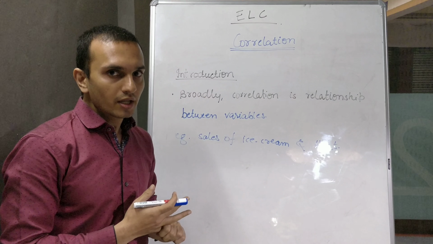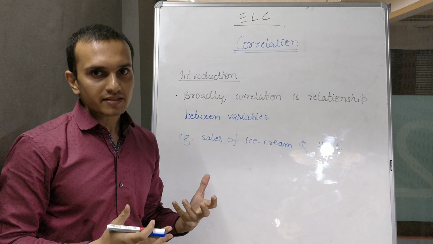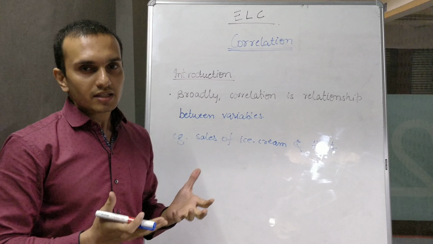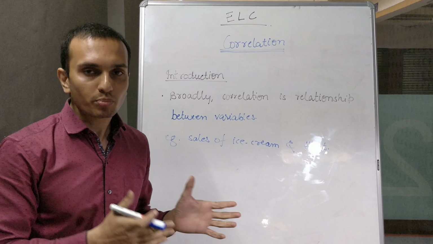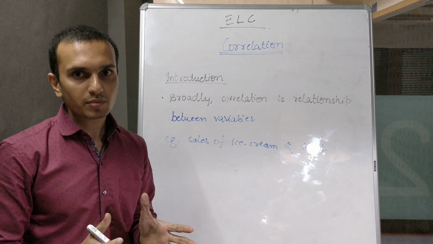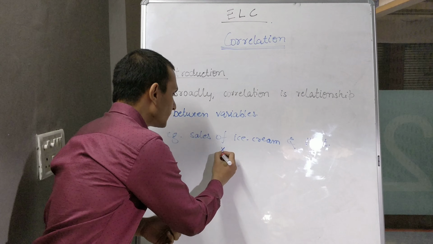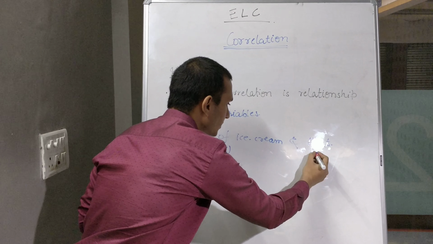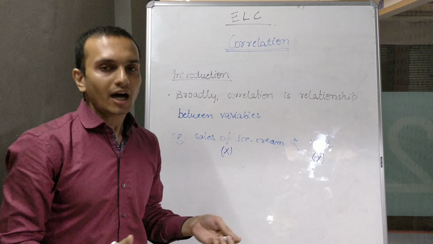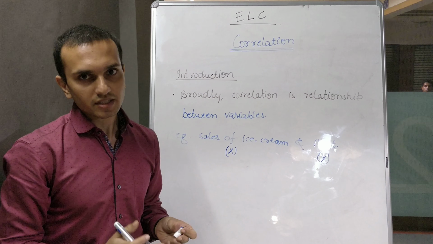For example, the sales of ice cream in any city is related to the temperature in that city. So if the temperature rises, it is very natural that the sales of ice cream will also rise. So there is some kind of positive relationship between these two variables, that is sales of ice cream and heat of that city. So if we consider sales of ice cream as variable x and heat in that city as variable y, then we can see that our data should show that these x and y are positively correlated.